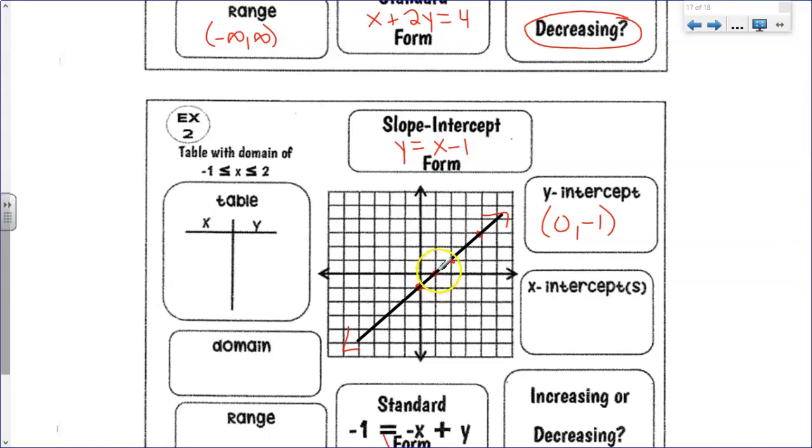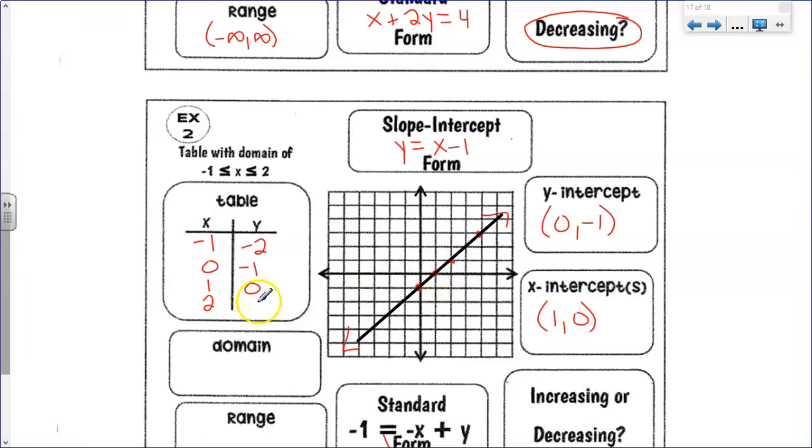And then we have the point (1, 0) as our x-intercept. And then we're going this time from -1 to 2. So at -1, it appears to be a -2, so let's plug it in there. -1 minus 1 is -2. 0 is -1. 1 is 0, because 1 minus 1 is 0.